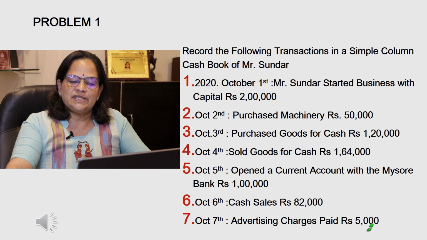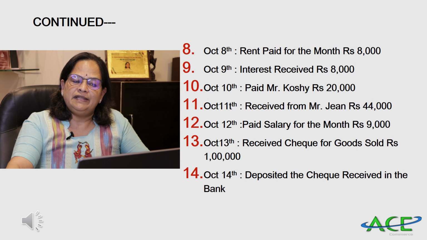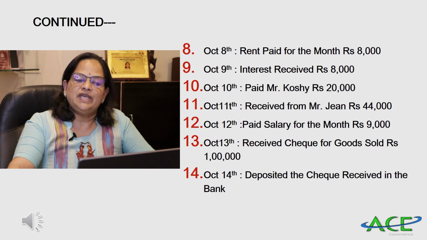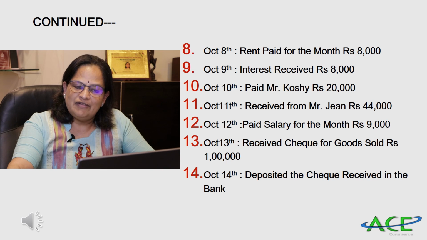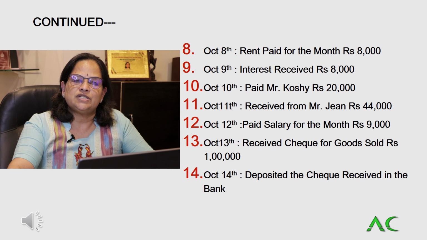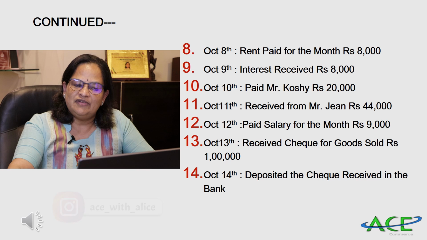Sixth day, October 6th, cash sales rupees 82,000. Seventh day, advertising charges paid rupees 5,000. Eighth day, October 8th, rent paid for the month 8,000. October 9th, interest received rupees 8,000. October 10th, paid to Mr. Koshi rupees 20,000. October 11th, received from Mr. Jean rupees 44,000. October 12th, paid salary for the month rupees 9,000. October 13th, received check for goods sold rupees 1 lakh. October 14th, deposited the check received in the bank.